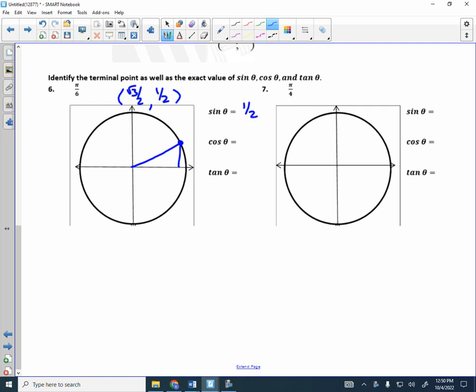Do you remember which one cosine is? Yeah, so cosine is the root of 3 over 2. Do you remember how we determined tangent? Yeah, tangent is 1/2 divided by the root of 3 over 2. So instead of dividing by the root of 3 over 2, I will multiply by the reciprocal. And what do you notice happens? And I get 1 over the root of 3. Can I leave it like that? What does it become? Thank you.